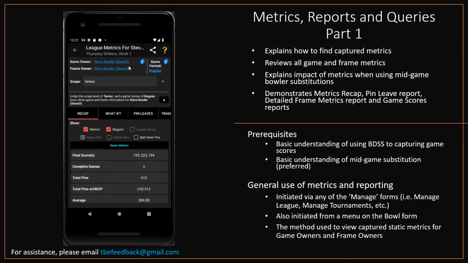A few key notes about game owners and frame owners. Game owner is the bowler who received credit for the game bowled and associated game metrics such as final scores and average. Frame owner is the bowler who received credit for the frames bowled and associated frame metrics such as strikes made, spares converted, the ball finish position, etc. Unless you use mid-game bowler substitutes, frame owner will be no different than game owner, as the game owner will own all frames.